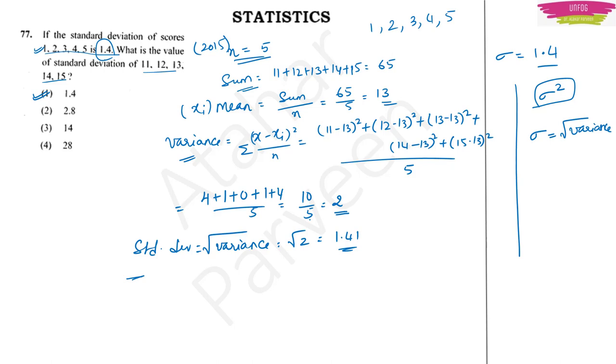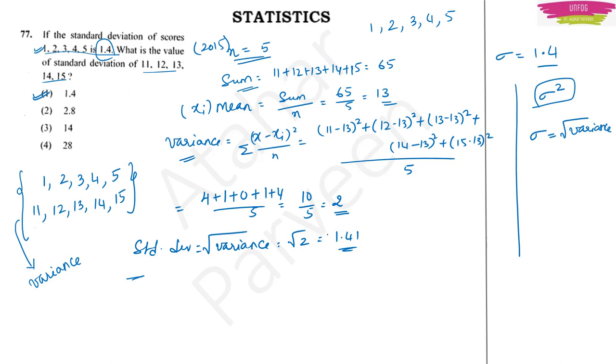numbers also: 11, 12, 13, 14, 15. Why am I saying that it will be the same? See the numbers, how the series is written: 1, 2, 3, 4, 5. Next series: 11, 12, 13, 14, 15. Do you agree with me that the variance will be the same for both? You must agree. See, 1, 2, 3, 4, 5. It is like the same trend, same style, 11, 12, 13, 14, 15. Correct? So variance will be the same for both the data sets, for both the scores.